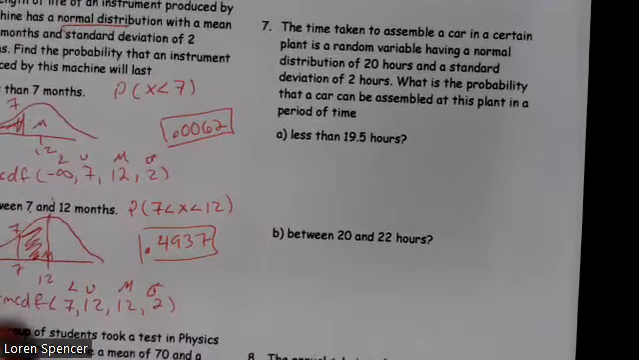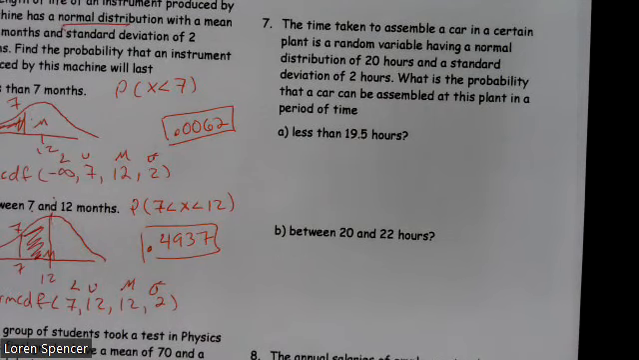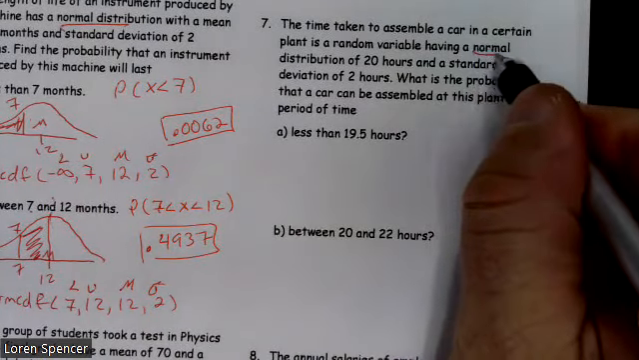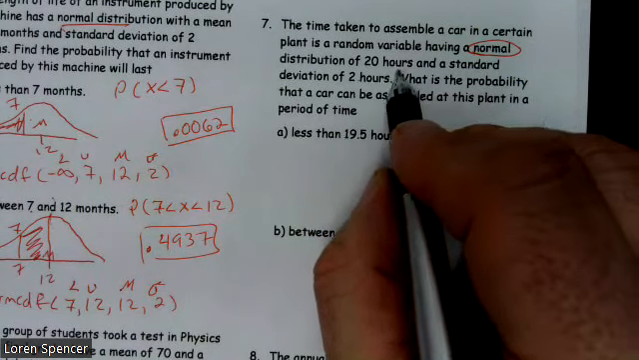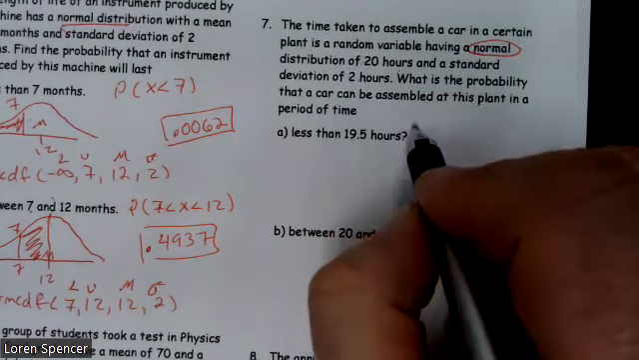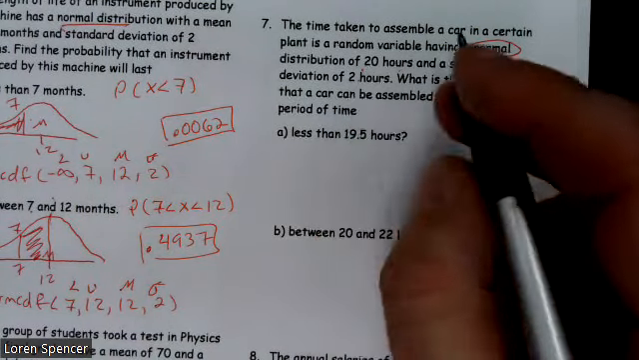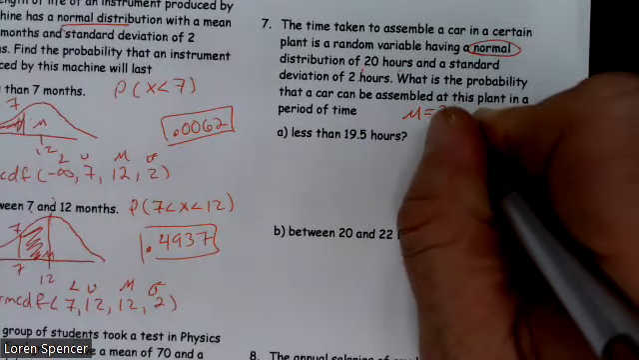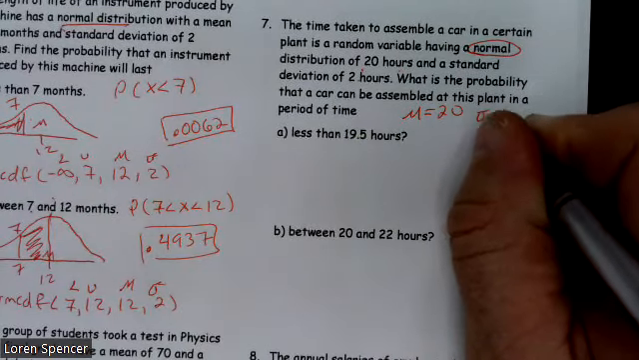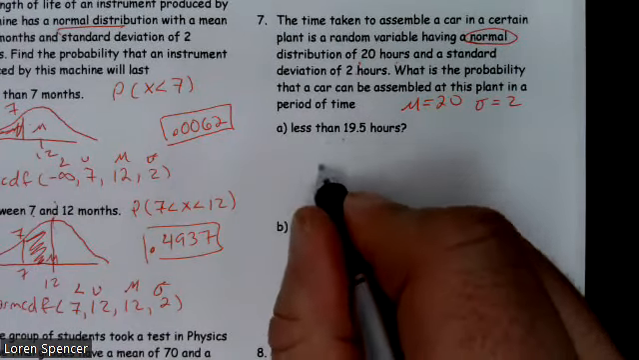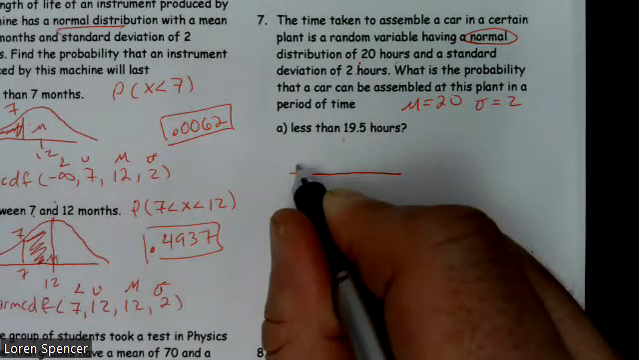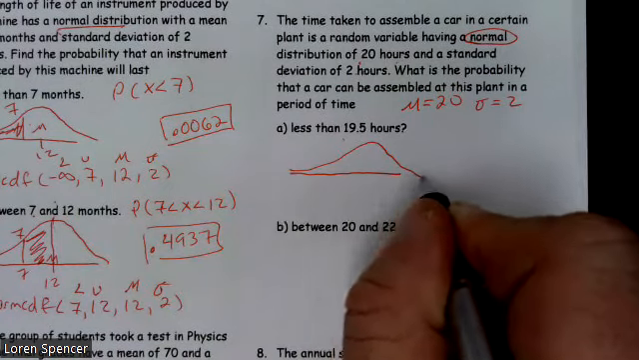All right. The time taken to assemble a car, this is number 7, in a certain plant is a random variable having a normal distribution of 20 hours and a standard deviation of 2. All right, this should say with a mean of 20. So our mean is 20 and our standard deviation is 2. What's the probability that it's less than 19.5? Oh, no, we have a decimal. No big deal. It's the same as what we've been doing.